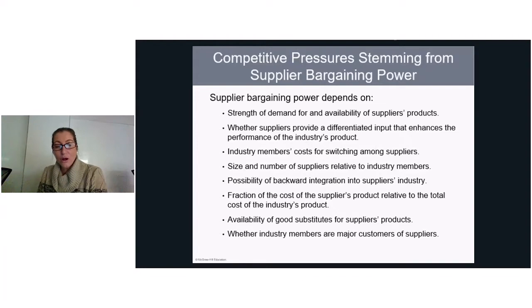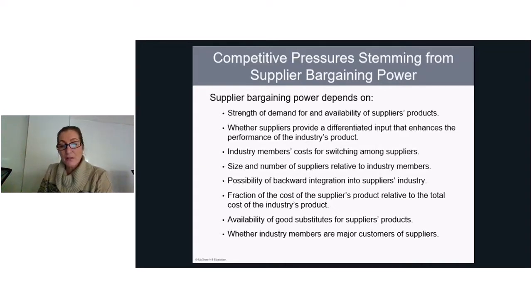So there's the fraction of the cost of the supplier's product relative to the total cost of the industry product. So how high is that fraction that the supplier is providing? Is it highly dependent on that supplier? Do you actually need that part? Or do you have alternatives? So the availability of good substitutes for whatever that supplier is providing will lessen their bargaining power.